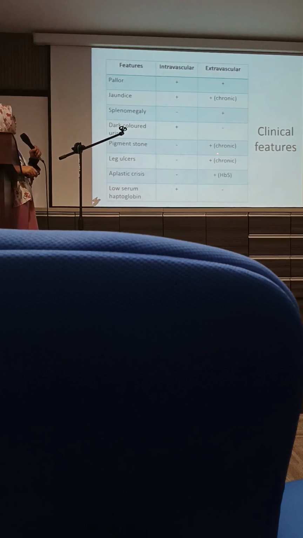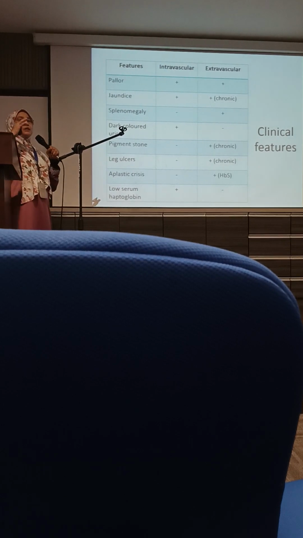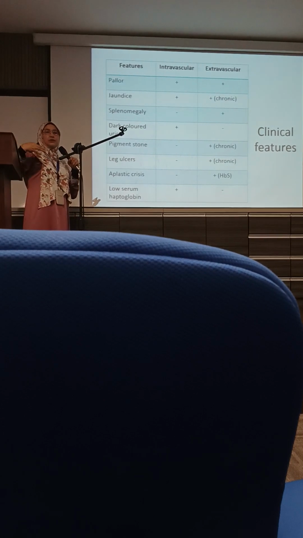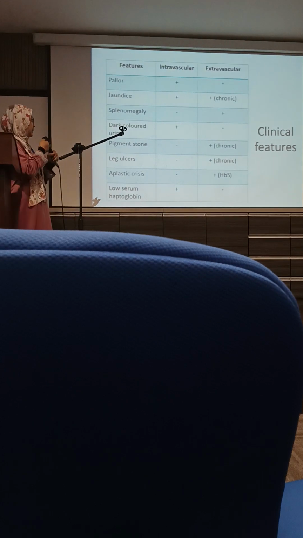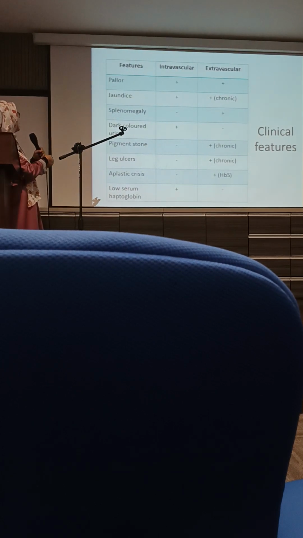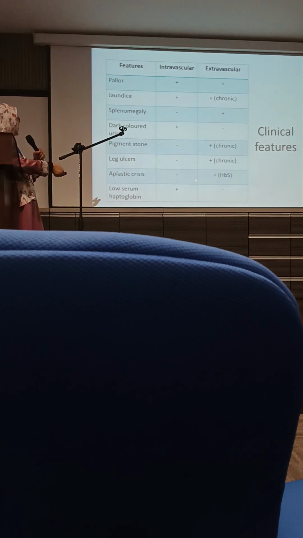Pigment stone is seen in the extravascular, because in extravascular hemolysis, remember, you recapture the iron. The iron doesn't go out, you don't lose the iron, you recapture. So you will have iron overload, and that will give also bilirubin overload. So you will have stones because of that excess. Bilirubin mainly, bilirubin stone. Leg ulcers seen in extravascular. Aplastic crisis can be seen in extravascular, especially the sickle cell anemia.